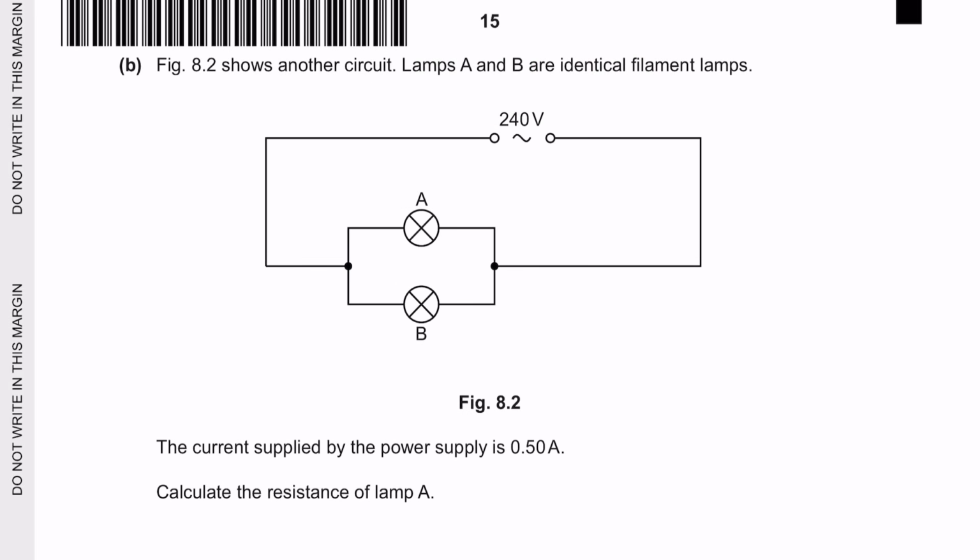Next question part B. Figure 8.2 shows another circuit. Lamps A and B are identical filament lamps. If they mention to you that it's identical, remember that they are trying to tell you the resistances are the same. The current supplied by the power supply is 0.5 amperes. Calculate the resistance of lamp A. So we are looking to find the value of R for lamp A.